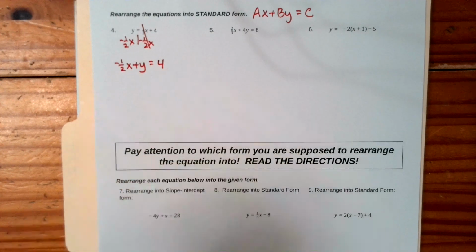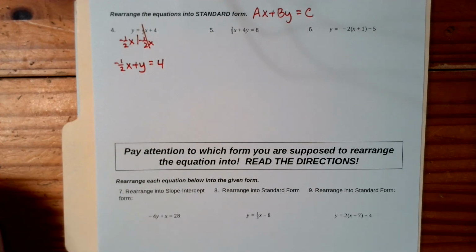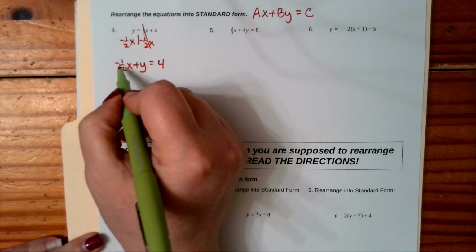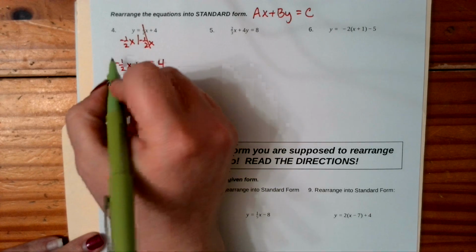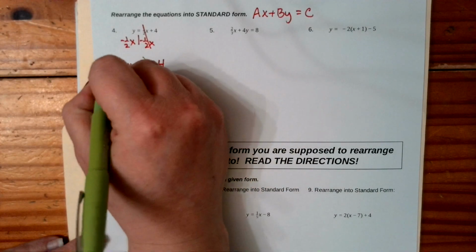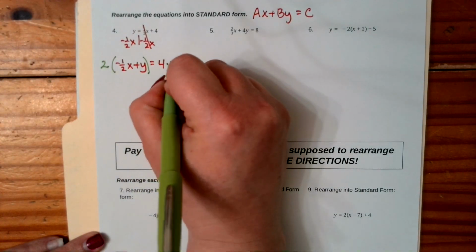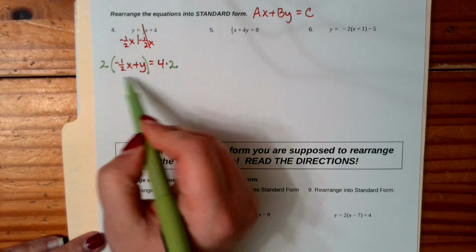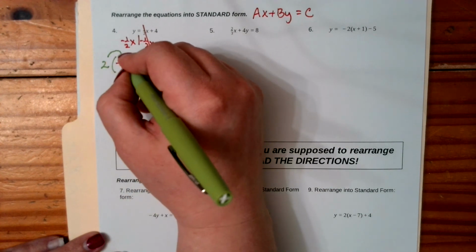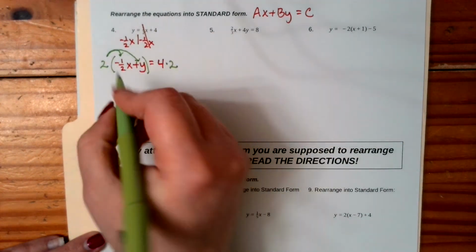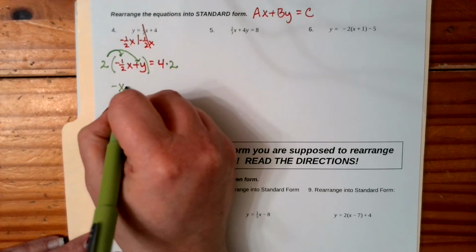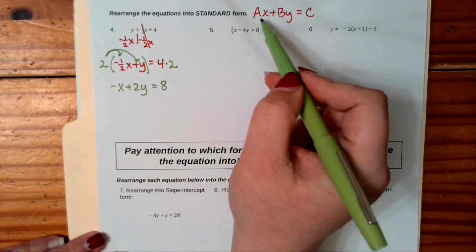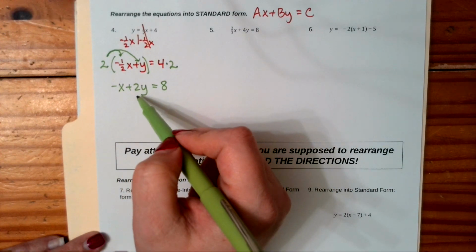So this is good because now x and y are on the same side, but the problem is I have a fraction here. So what we have to do is figure out what number we have to multiply by to make that fraction go away. In this case, because the denominator here is a 2, I'm going to multiply this side of my equation by 2, and I'm going to multiply this side of my equation by 2. You'll notice I put this in parentheses because I'm multiplying this entire side. So I have to take the 2 and distribute it inside. So I end up getting negative x plus 2y equals 8. And now it's in standard form. I have the x and the y on the same side, and there's no fractions.